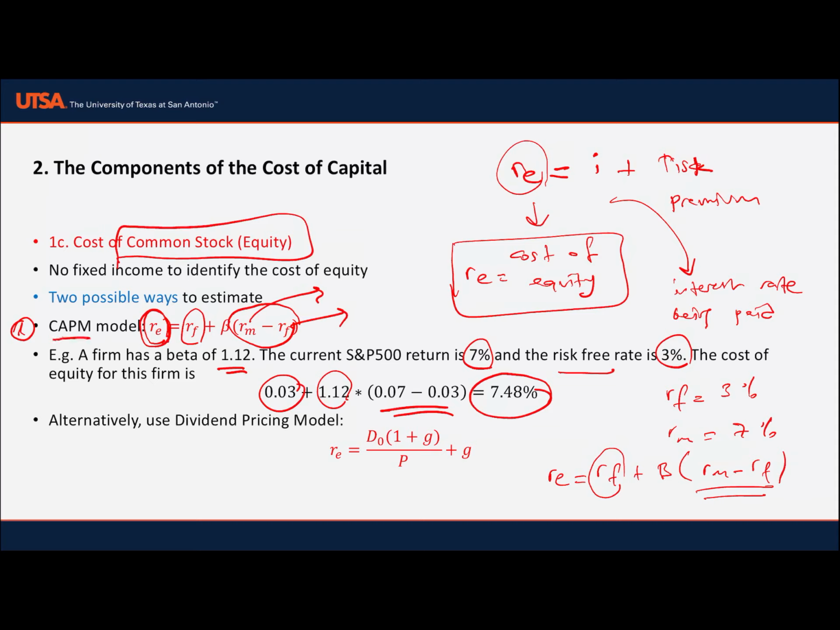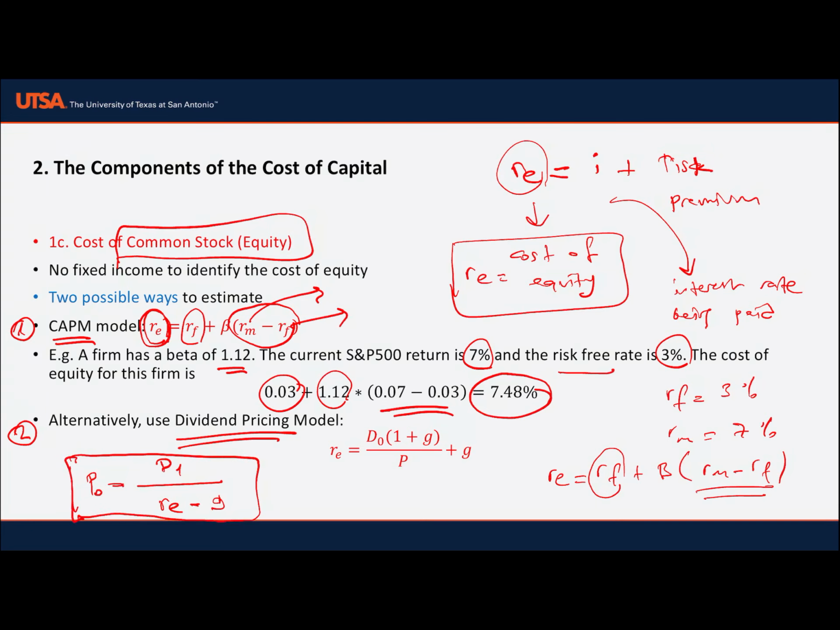The first way is the capital asset pricing model. The alternative way is the dividend pricing model. In the dividend pricing model, as you remember, the price of common equity equals dividend at time 1 divided by return on equity minus growth rate. I'm pretty sure you remember this equation.